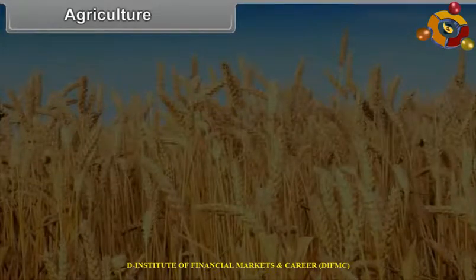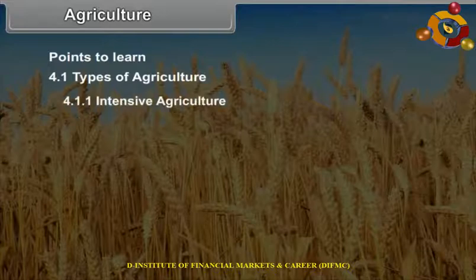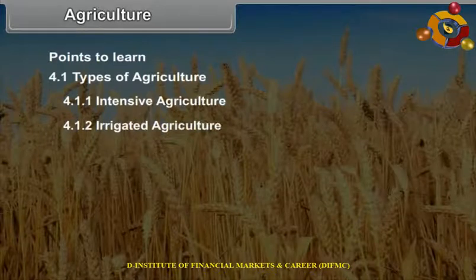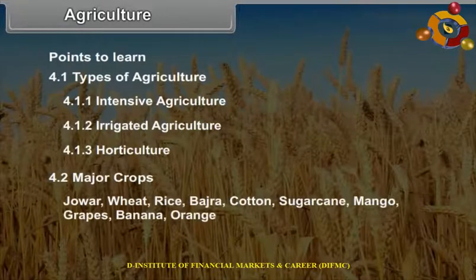Chapter number 4. Agriculture. Points to learn. Types of agriculture. Number 1, intensive agriculture. Number 2, irrigated agriculture. Number 3, horticulture. Major crops: jowar, wheat, rice, bajra, cotton, sugarcane, mango, grapes, banana, orange.